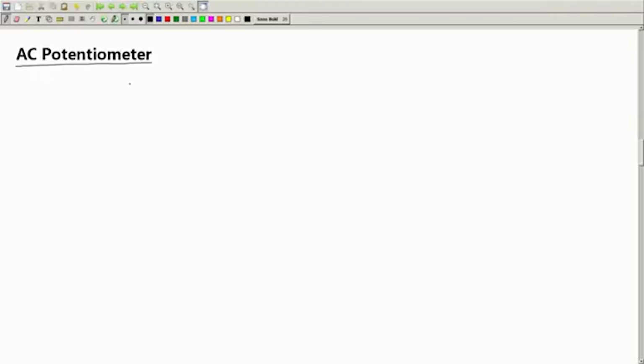Welcome back. In our last class we talked about the DC potentiometer and we measured an unknown DC voltage. In this class we will talk about the AC potentiometer, and I hope the calibration and measurement phase was clear to you. Otherwise, it will be difficult to understand this class.